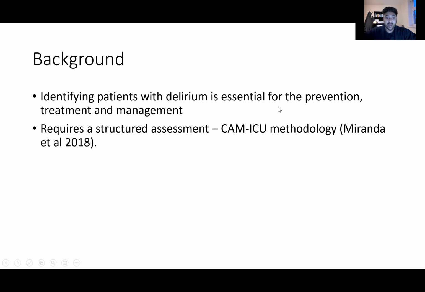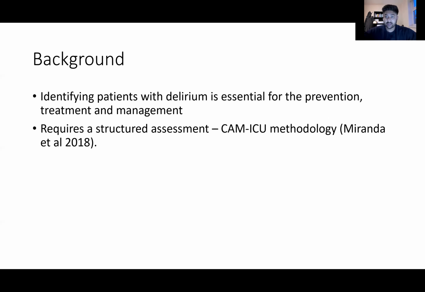The main background to this audit is identifying the patients with delirium. It's important to identify them because we need to prevent delirium, treat it, and see how well we can manage it. Delirium is a very common presentation in ICU, and many patients unfortunately suffer from it. So getting better at managing delirium will inevitably improve patient outcome. And what we really need is to recognize delirium.